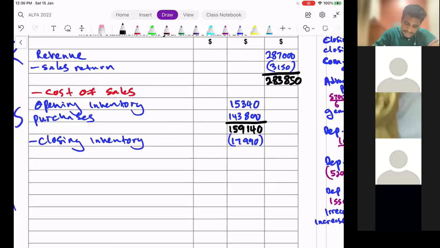That particular cost of sales you can write here, 141,150. We put it in a bracket because we want to do minus. Then sales minus the cost of sales, we have the gross profit, 142,700. That's my gross profit. You okay or not?